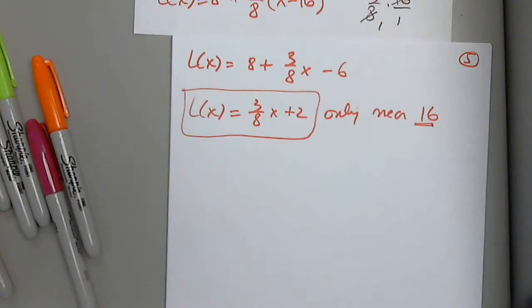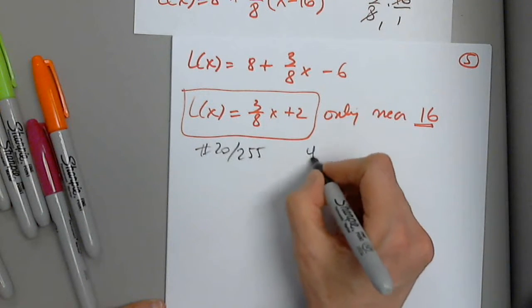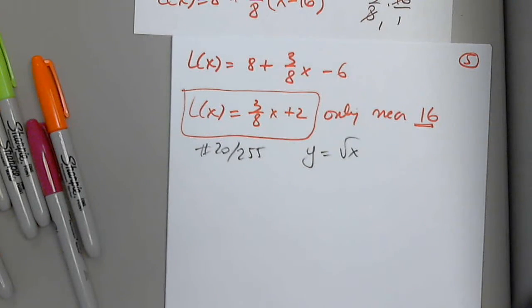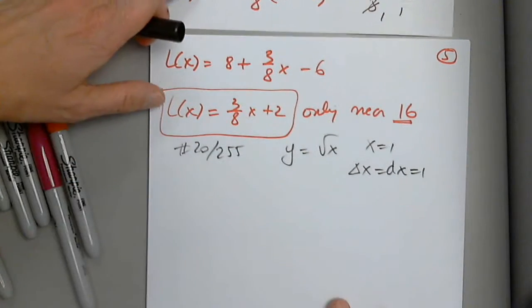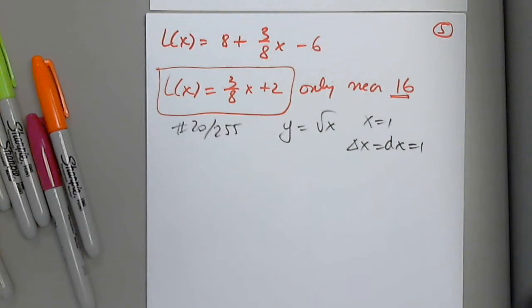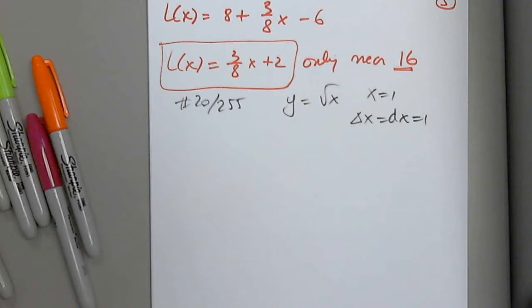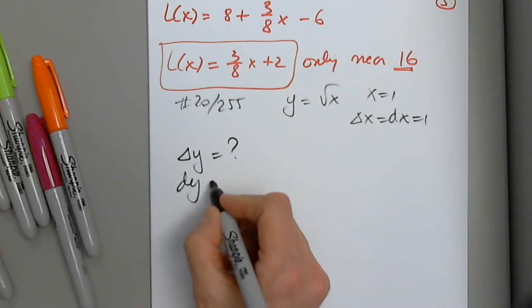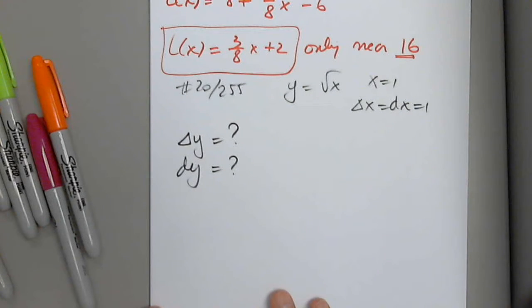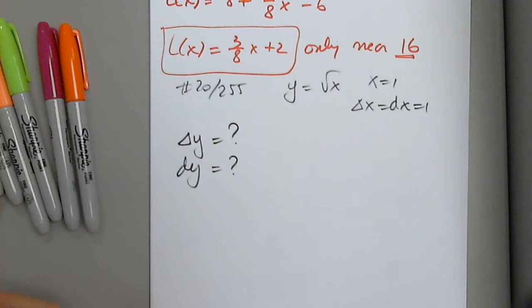So let's look at 20. Number 20 is y equals the square root of x. They are giving us x equals 1, and delta x and dx equal 1. That's kind of a big dx, it's not small enough, but we'll see what we get. We're asked to find delta y and dy. Let's start with the easiest. Which one is the easiest between delta y and dy?